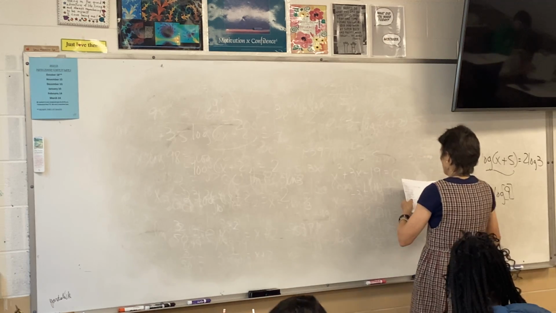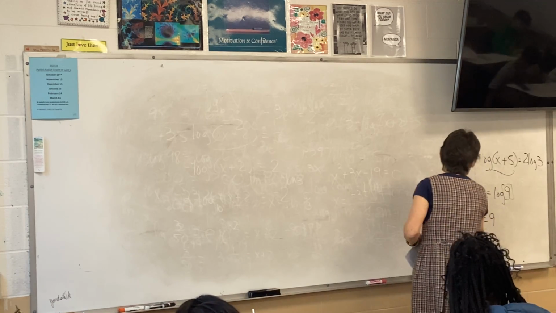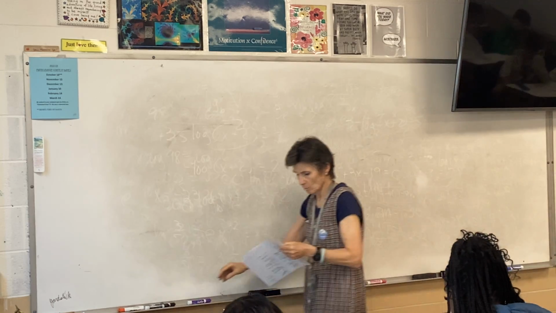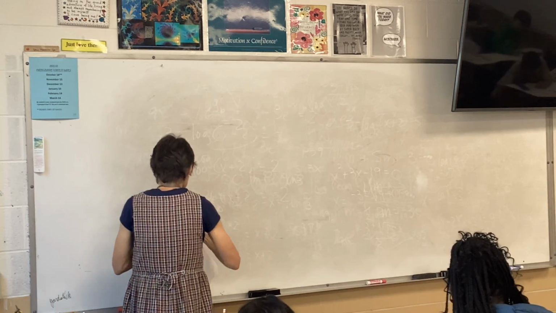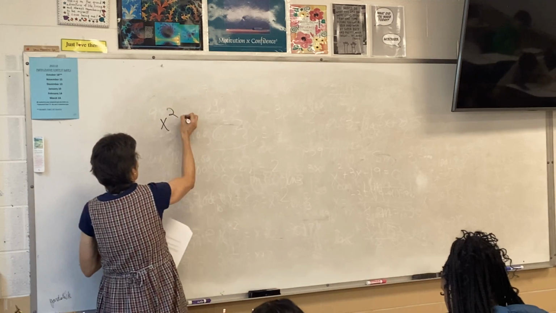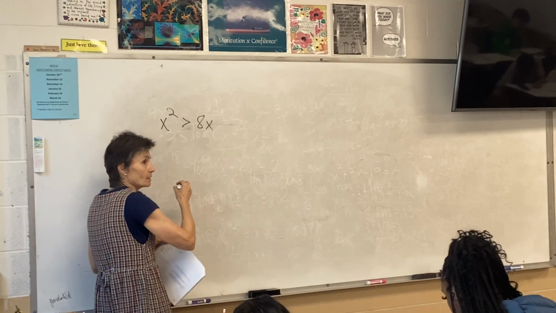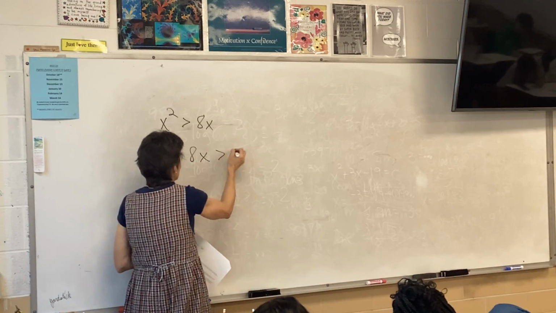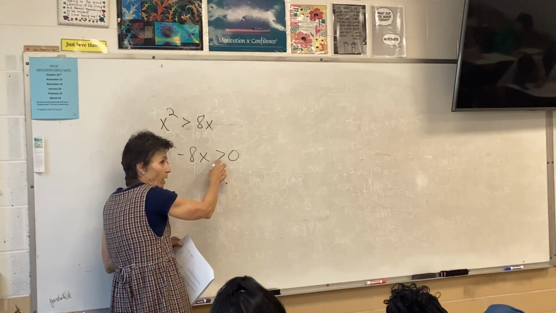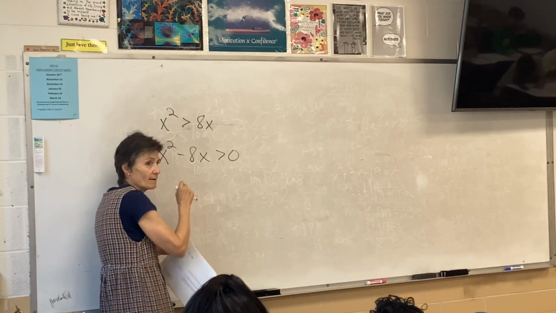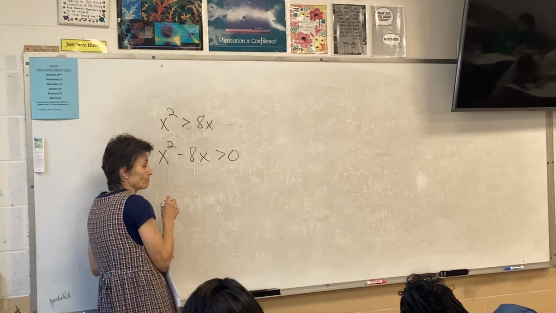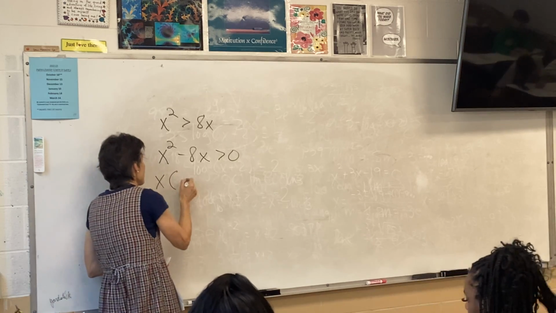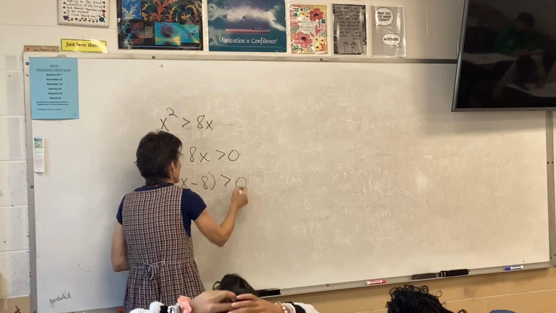So number one, x squared greater than 8x. What's going to be your strategy with inequality number one? X squared greater than 8x. Get 0. Kids, you gotta have 0. If you're doing inequality, you gotta have 0. All right, then what? Factor how? X minus 8. Very good, Jake.